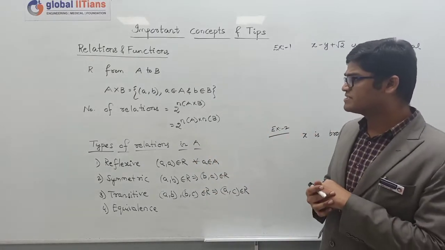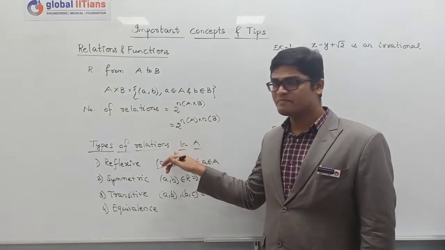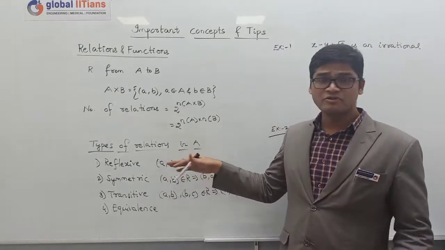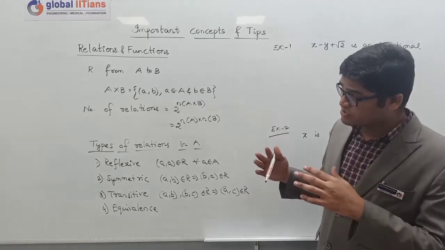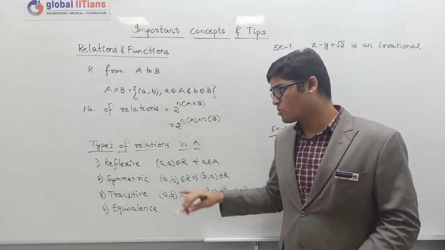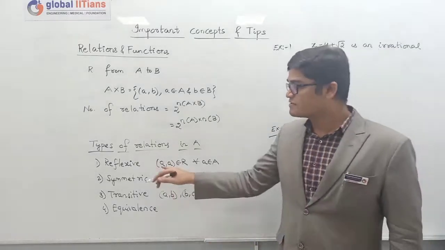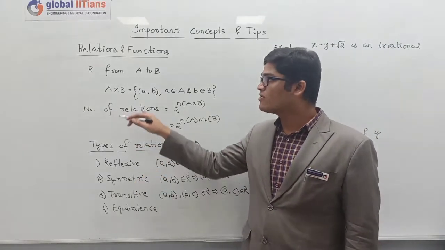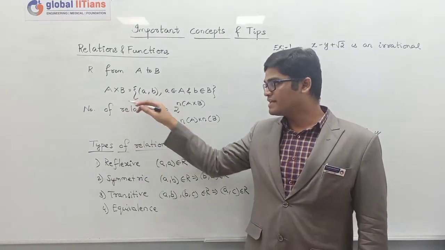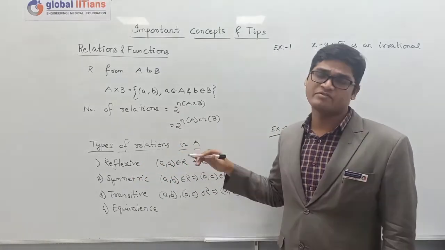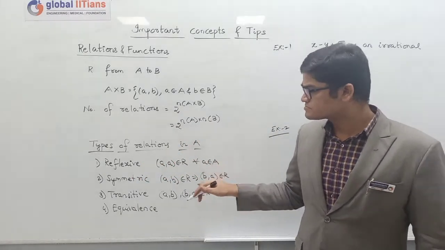Next important concept is types of relations. There are many types of relations: void relation, universal relation. So we are going to see the relations which are coming in both. Mostly they are asking about reflexive, symmetric, transitive, equivalence relations. So what does a reflexive relation mean? We have ordered pairs in a relation. Now the relation we are defining in set A, which is having n of A elements.